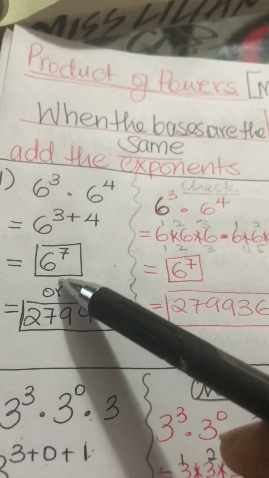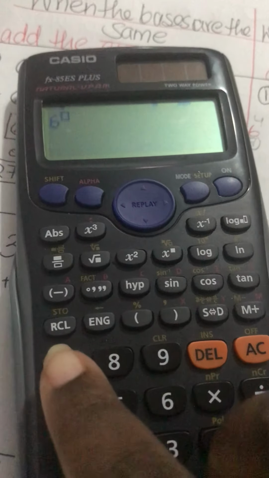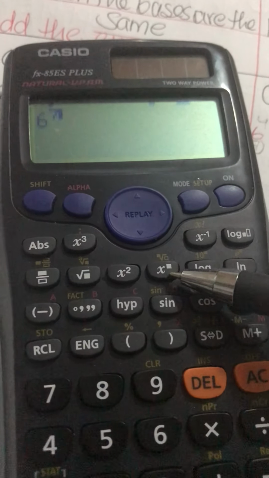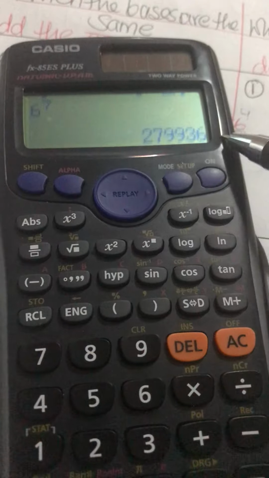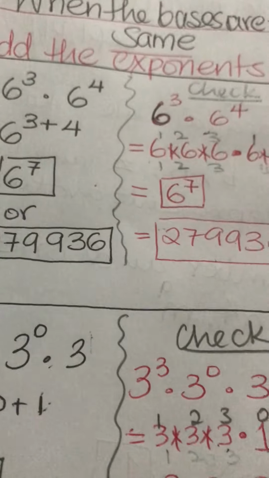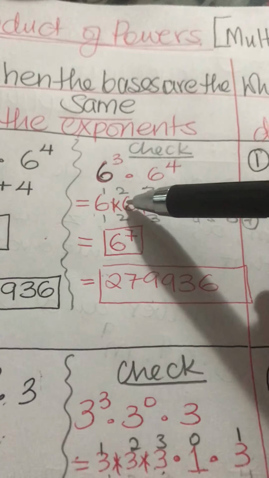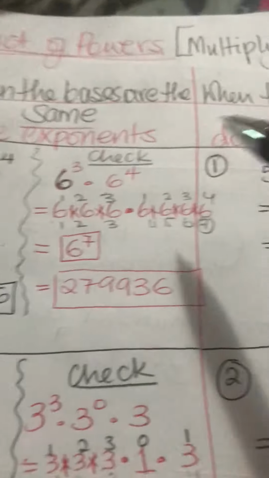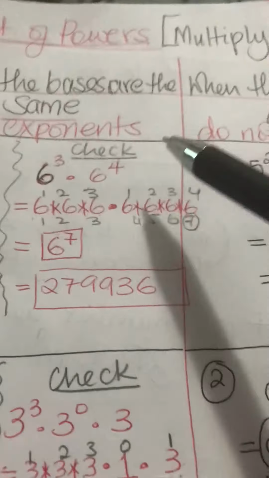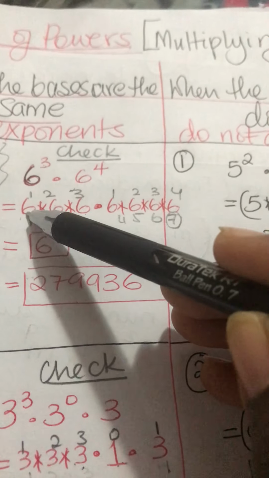And then you can do this. You can do 6 to the 7th power. You press this box over here, the X with the box, and you type your exponent, and you press your equal sign, and you get your answer right there. Now, to do the check, you write it out the long way. 6 to the 3rd power means 6 times 6 times 6, 3 of them, because your exponent is 3. 6 to the 4th power means 6 times 6 times 6 times 6, 4 of them. Now, you need to confirm how many 6s you have.